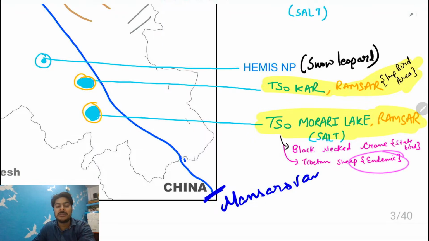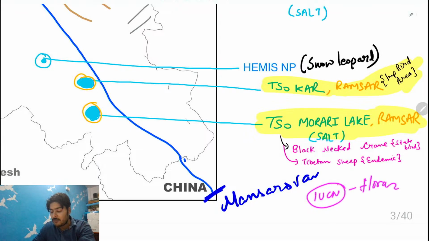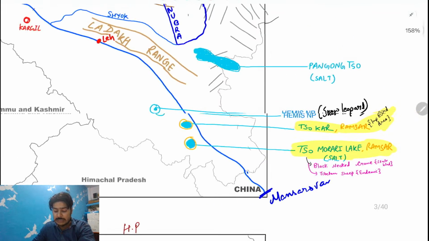I told you about the IUCN status. During the mapping, we will study the IUCN status of the various flora and fauna. So we are going to study the IUCN status of various flora and fauna. Okay?